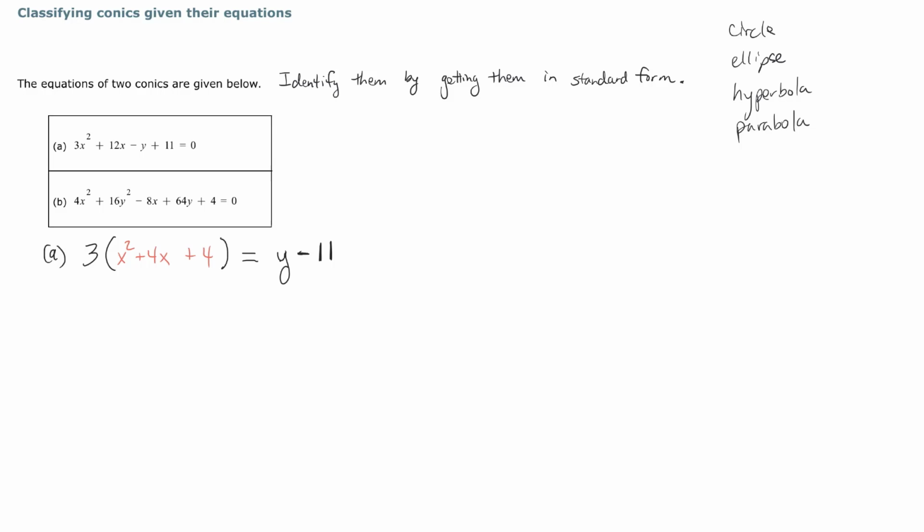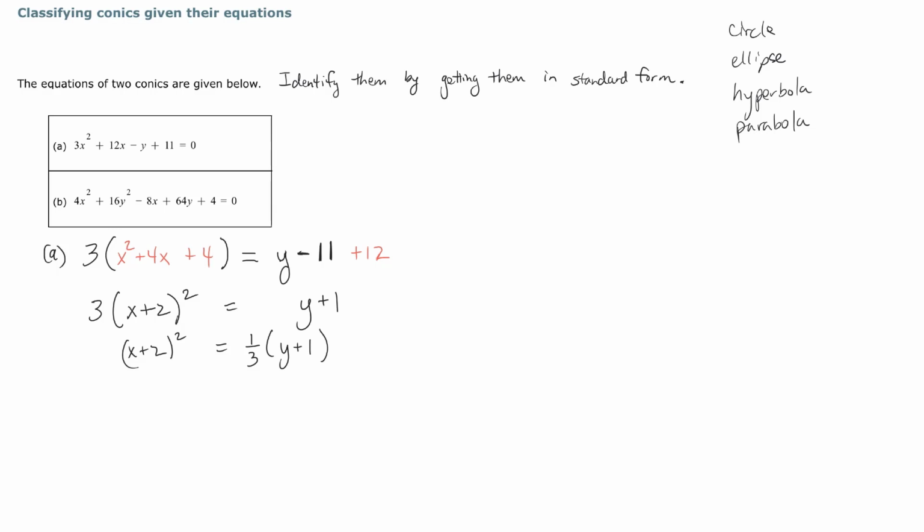Let's add 12 to the left-hand side, and then we're going to add 12 to the right-hand side of the equation. Let's put this in one of the forms. 3 times the quantity x plus 2 squared is equal to y plus 1. This is almost in one of those forms. This needs to be x plus 2. Going to change that to be 1/3. And then y plus 1.